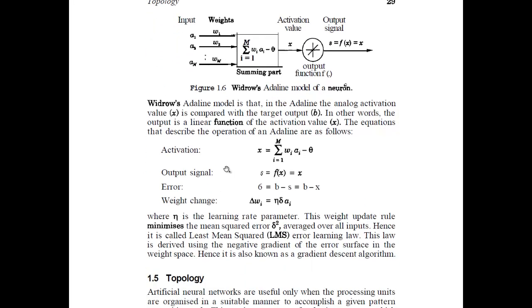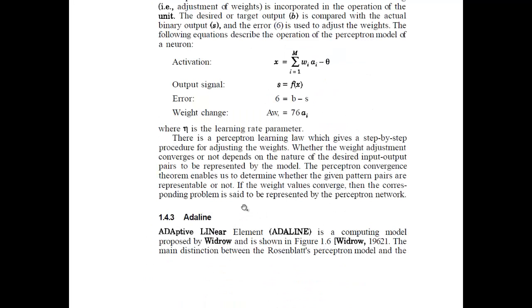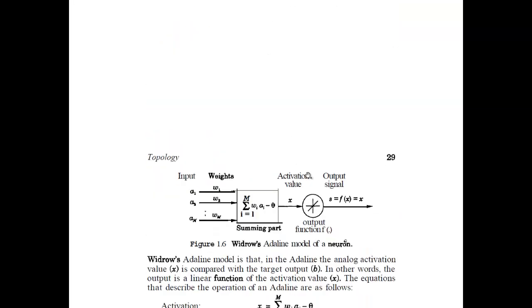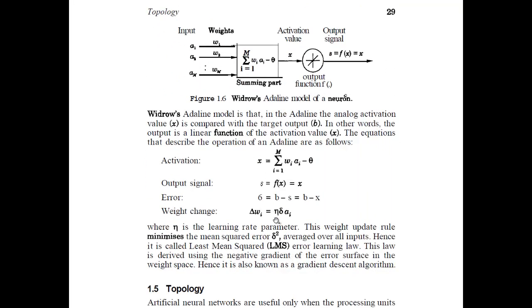Okay, so this is the activation function, the output signal of it, the error, and the weight change. And one more thing here is that you have the weight change with respect to the input, which is eta times delta times a_i.